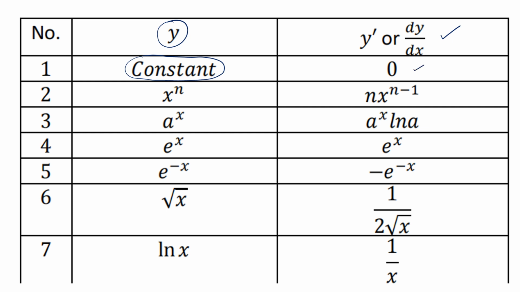How are we finding this value? Using the definition of derivative, the limit concept. We have the derivative formula: limit h tends to 0, f of x plus h minus f of x, divided by h. Using that rule only, we get all these rules. But hereafter you have to take these as rules and find the derivative of other functions.